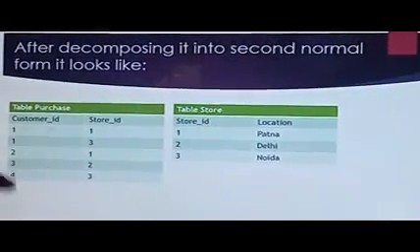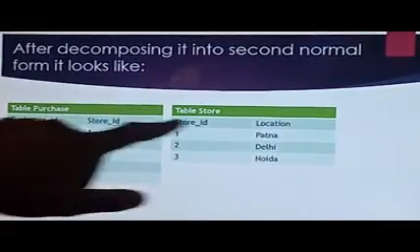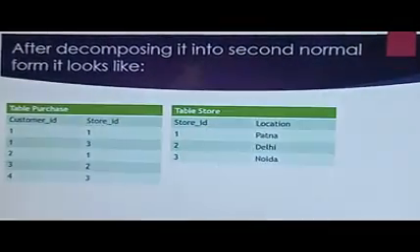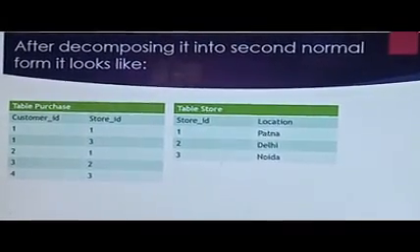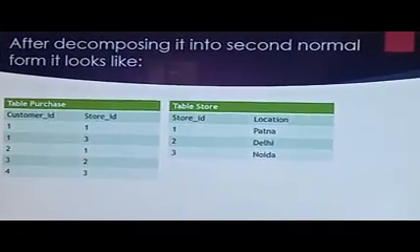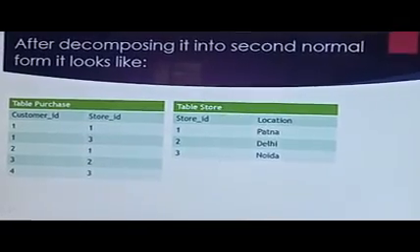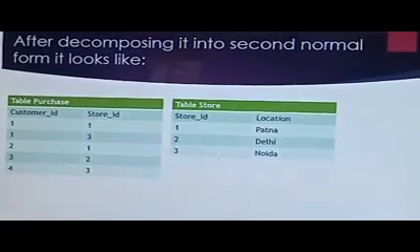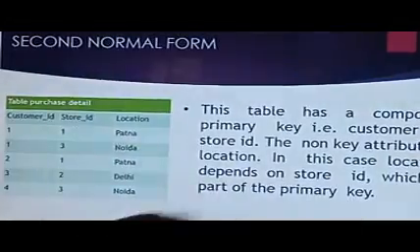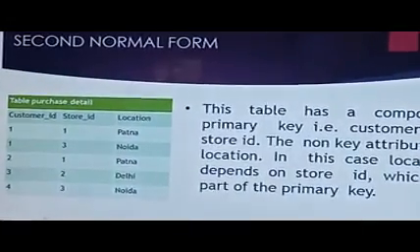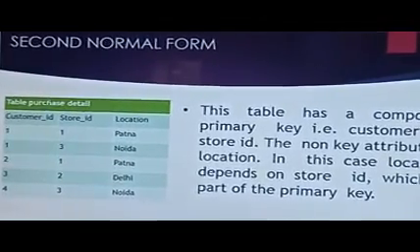With that you can see the customer 1 belongs to this particular store and that store belongs to Patna. So here the location is called a non-prime attribute, which doesn't completely depend on the customer ID and store ID. The location completely depends on store ID alone, not the customer ID. In such cases, you are segregating this location into another table, and for that location you are going to have a primary key that is nothing but your store ID. So this is the second normal form.